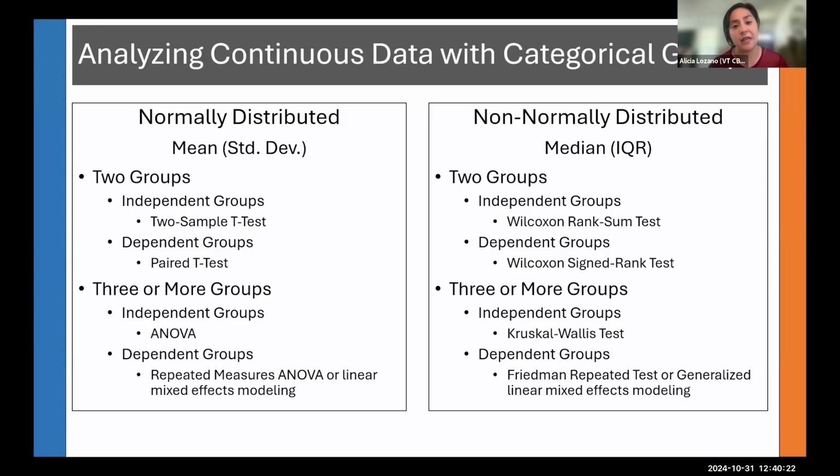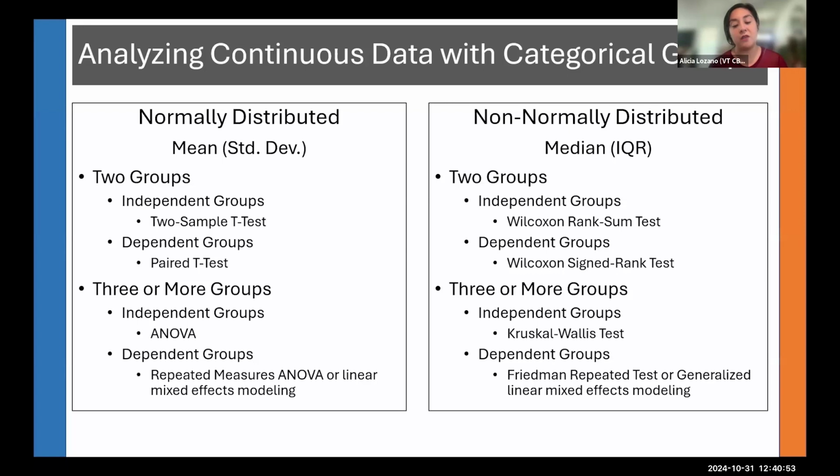Now if your data is not normally distributed, we would analyze it, of course, using medians and interquartile ranges, and use nonparametric tests as they don't assume a normal distribution. For independent groups, when you're looking at two groups, the nonparametric form of the two-sample t-test is the Wilcoxon rank sum test, or a Mann-Whitney U test, which I've also seen used and is also appropriate here.